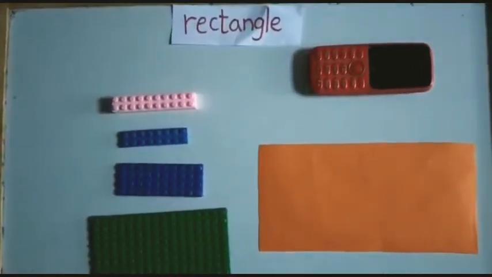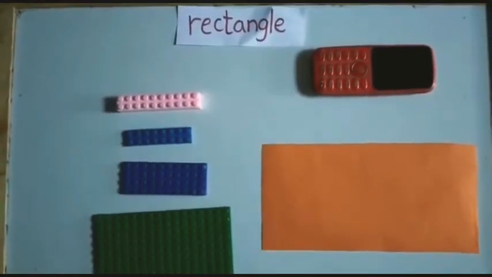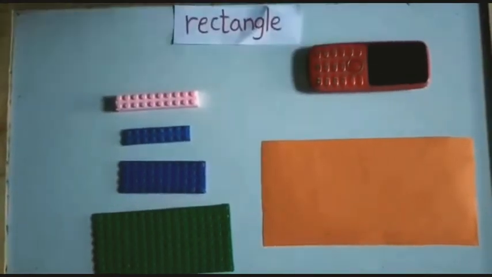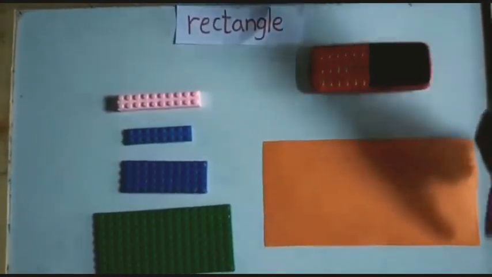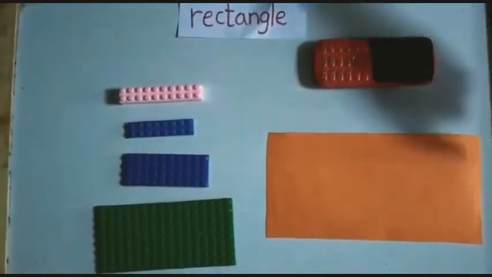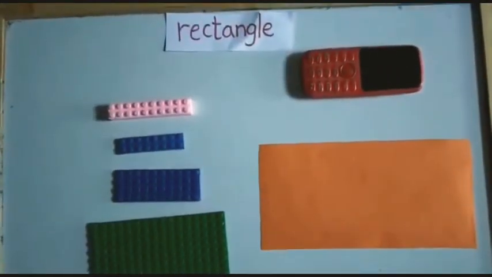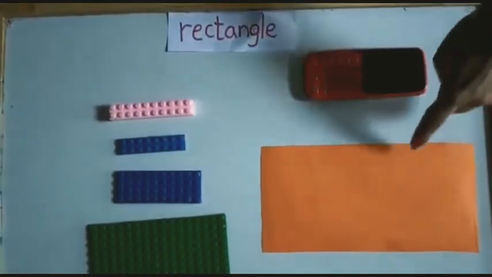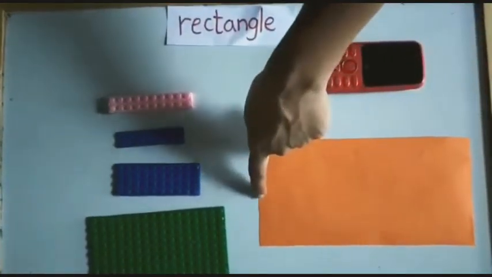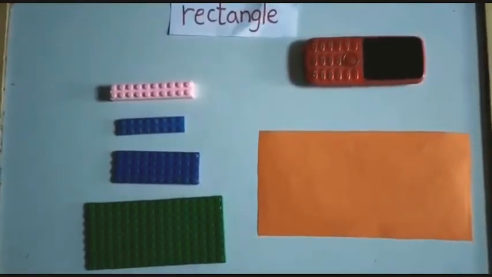So children, this is one more shape. This is called a rectangle. Which shape is this? Rectangle. Yes, it's a rectangle. It has 4 corners. 1, 2, 3 and 4. And it has 4 sides also. 1, 2, 3 and 4. But children, in this, 2 lines are very long and 2 lines are very short. Yes, 2 lines are long and 2 lines are short.